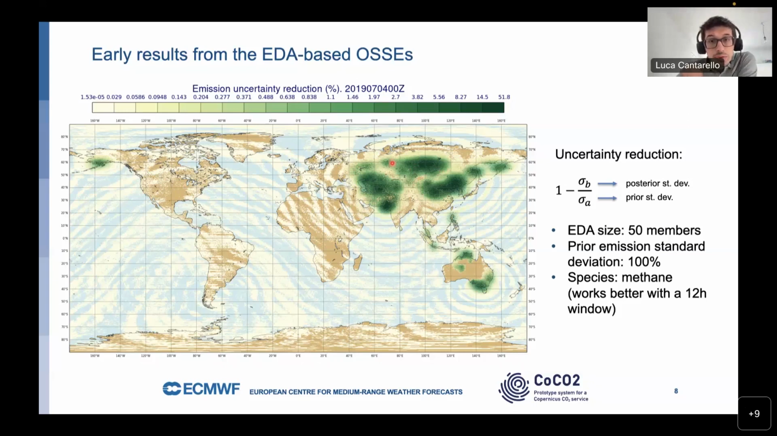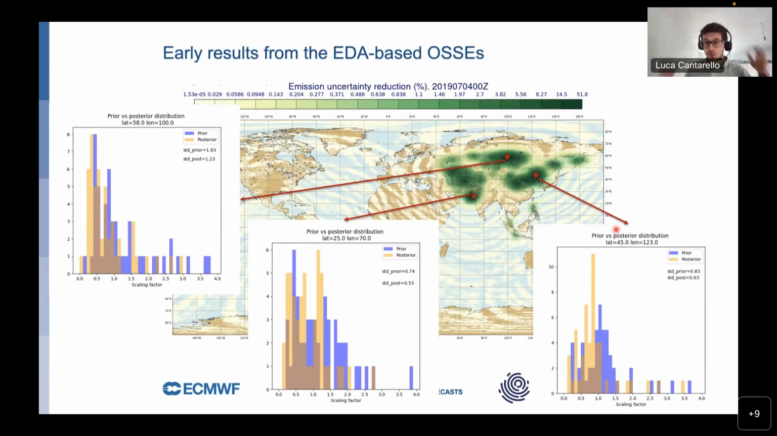And so here you see that the emission reduction goes up to 50% in some areas, and it tracks quite well the location where we have most of the observations, the satellite observations that we're using. And if I go on one slide, you can see also visually, if you compare the prior and the posterior ensemble distributions, you do see a reduction in the spread, a reduction in the uncertainty.